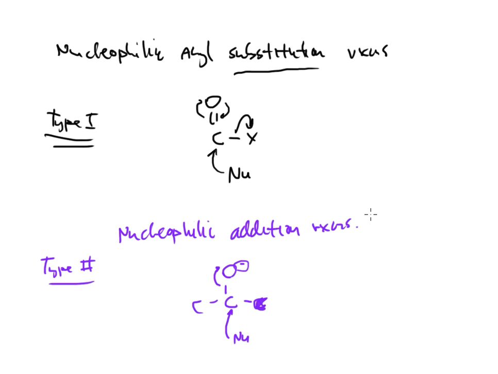All right, so just a little bit of summary about what we're getting ready to experience: the differences between the mechanisms, the differences between type 1 and type 2, and goodness gracious, we only have aldehydes and ketones in type 2, so what really is there going to be to it? You'll see in the upcoming videos.